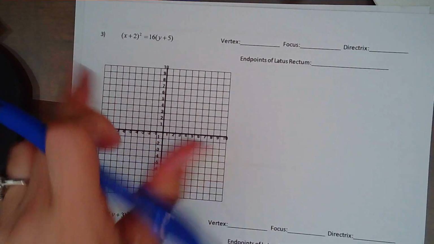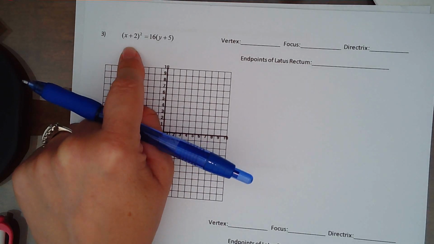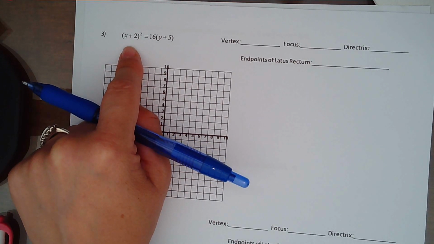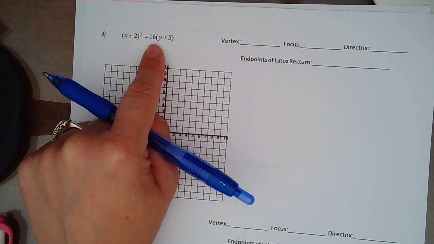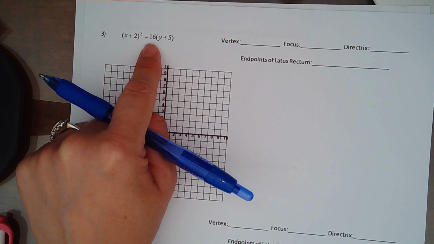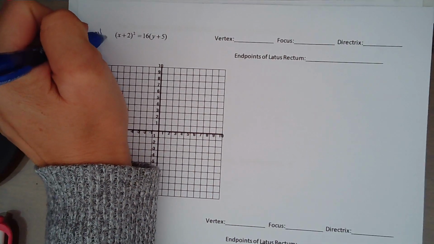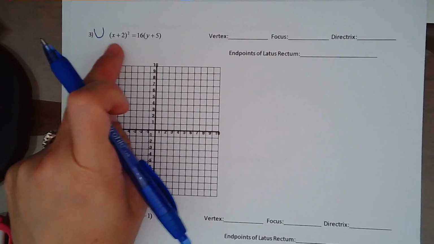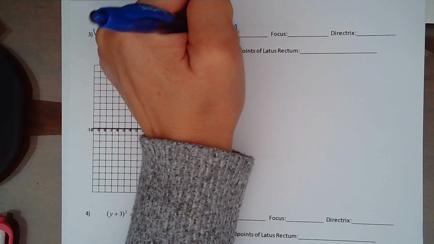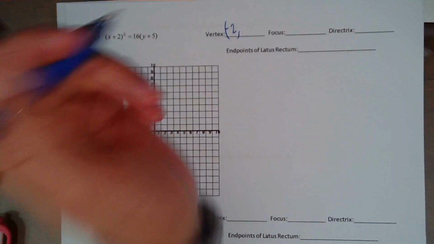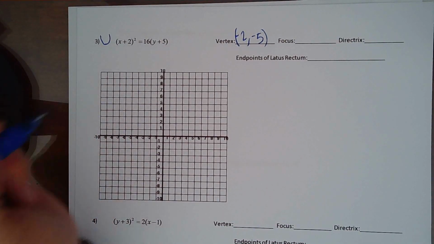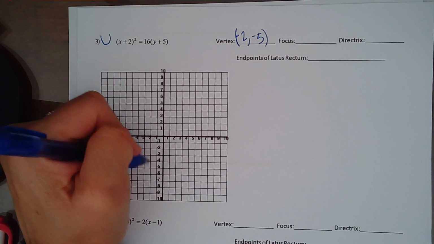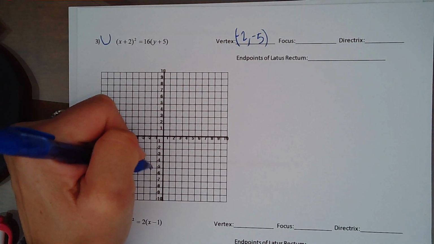Okay, first things first. There's an x first, so we know that it's either going to open up or down, right? And this is positive, so it's actually going to open up. We know that we're going to have like a smiley little parabola. It'll open up. All right, my vertex, my x value is a positive, so I'm going to make it a -2. And my y value is a positive, so I'm going to make it a -5. I'm going to go ahead and plot that. So -2, -5.